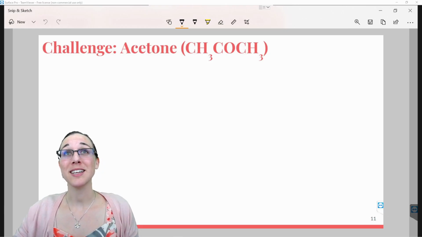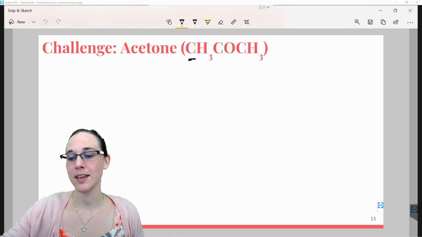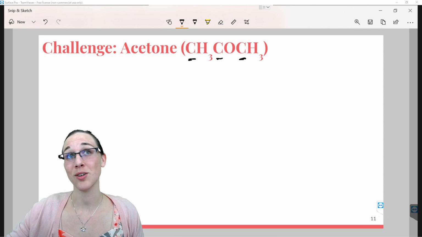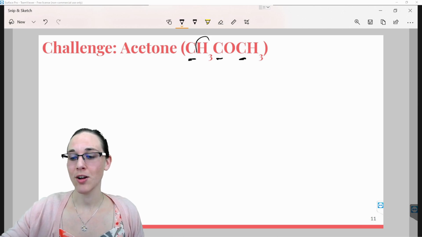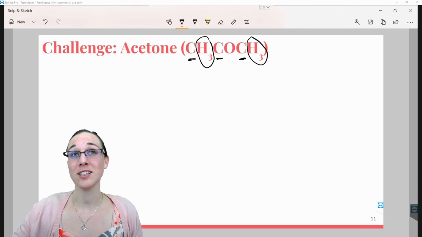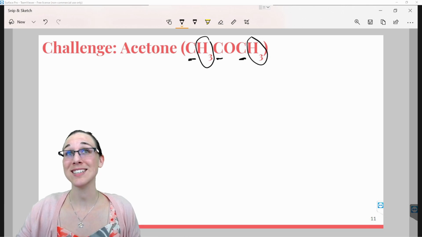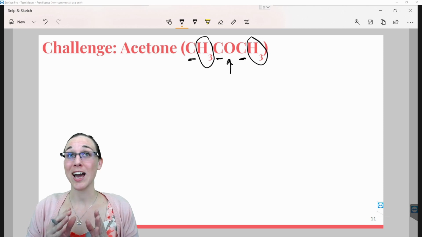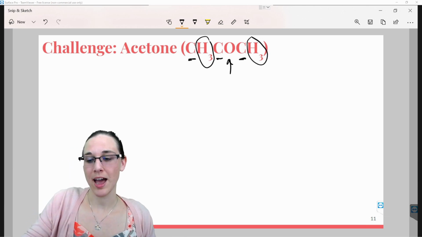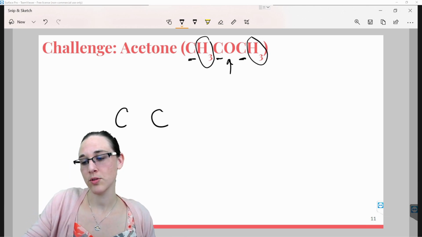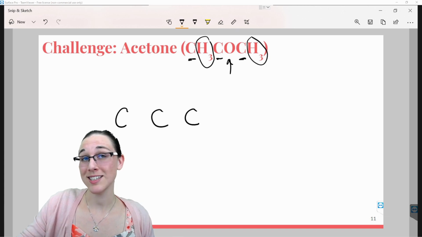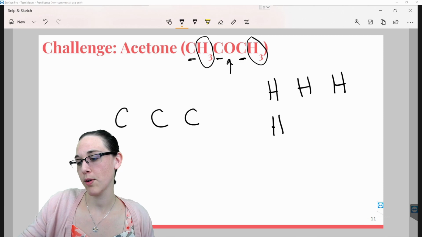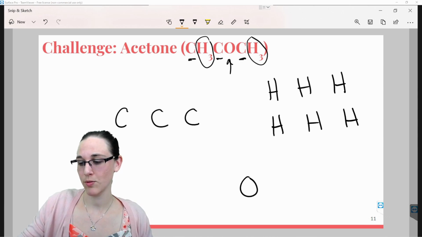Let's start by noticing that there are 3 total carbons in 1 molecule of acetone. Altogether, there are 6 hydrogens, and there is 1 oxygen. We need to draw each atom separately at this point. So we have 3 carbons, 6 hydrogens, and 1 oxygen.